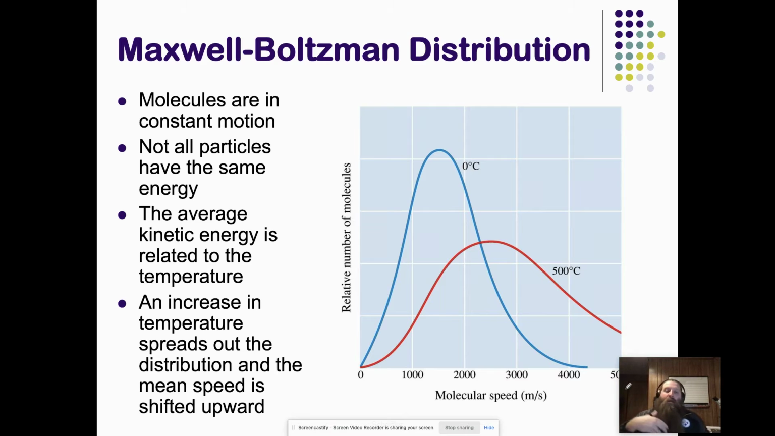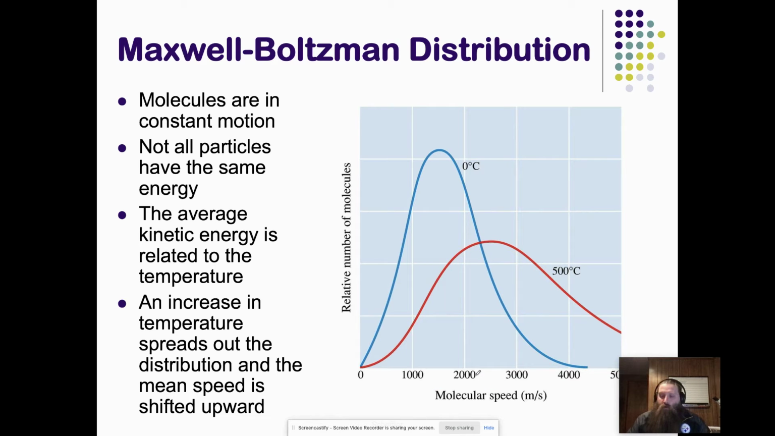And so an increase in temperature spreads out the distribution of the molecular speeds, and it's going to shift the speed upwards. It's going to shift to the right. And we see that, right? The average here was 1,500. The average here was, we'll just say, 2,700. And so there's definitely a shift to the right. That also means that each particle, on average, has more kinetic energy, right? The faster something is moving, the more kinetic energy it has.